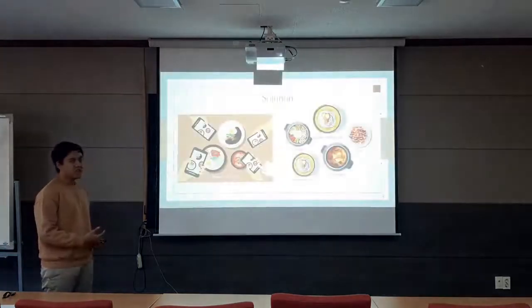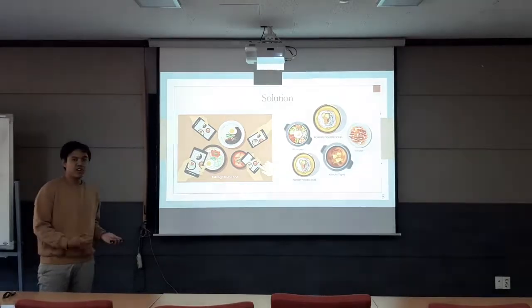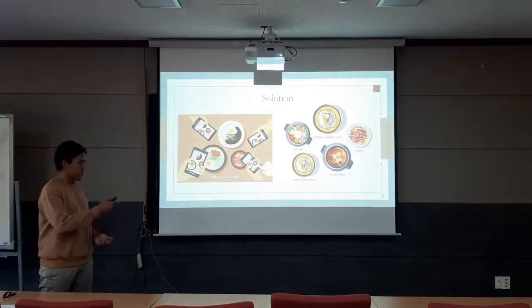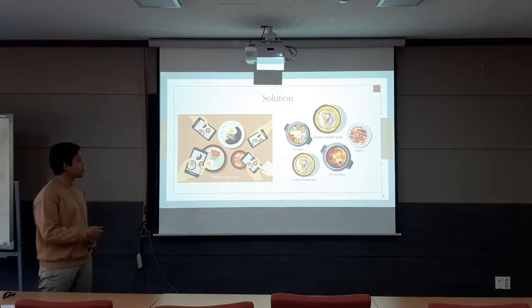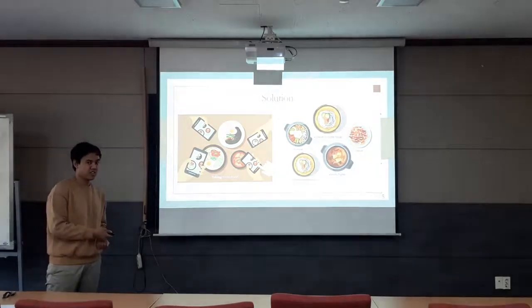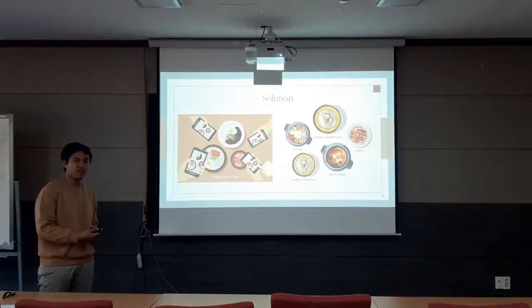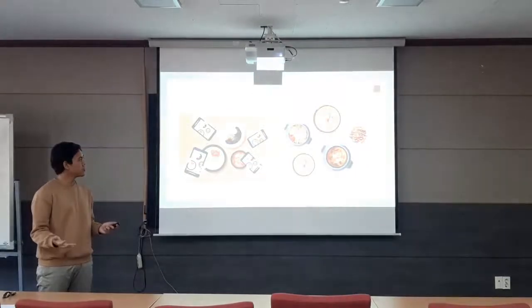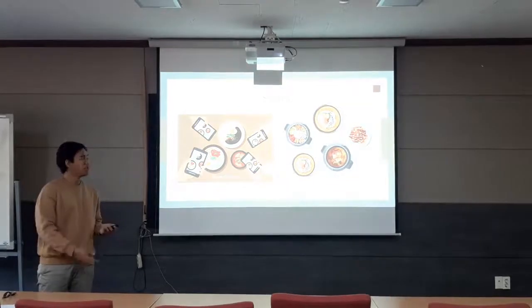So that's why here I propose a solution: taking a Korean food picture with our mobile phones. By taking the picture, it will generate and classify the name of the Korean food that we take the picture of. And then after we get the name of the Korean food, the application will also display the detailed information based on the name of the Korean food. So this is the solution that I propose.